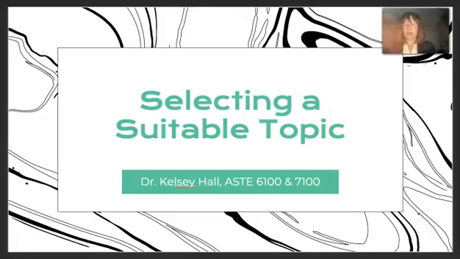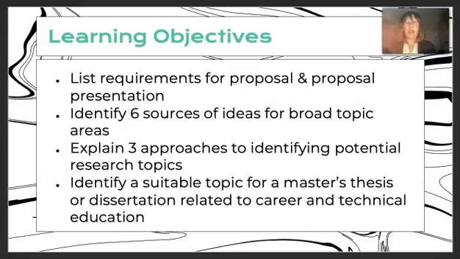a suitable research topic? In this lesson, I want you to know the requirements for our proposal and proposal presentation, know how to identify 6 sources of ideas for developing a topic area, explain 3 approaches for how to identify your potential research topics, and narrow those down so that you can identify a suitable topic for a master's thesis or a dissertation related to career and technical education.